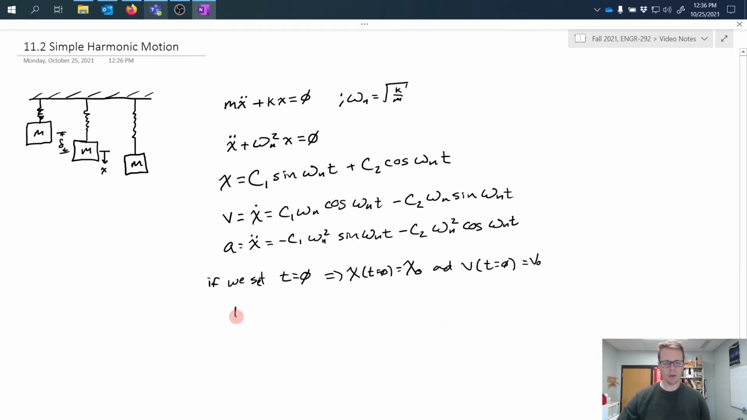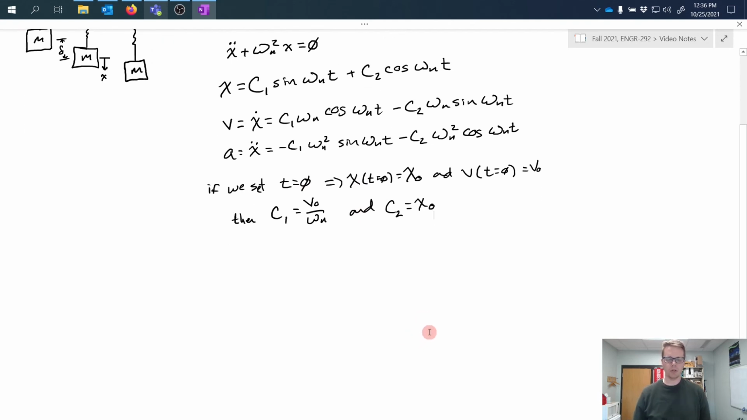what I end up with is a solution for c1 in terms of v naught and omega n, and for c2 as x naught. That allows me to have more useful information that I can plug back into these equations and have these constants of integration be in terms of my initial conditions. Of course, this is again using the assumption that I have some v naught and some x naught defined at time t equals 0 that I can make use of.